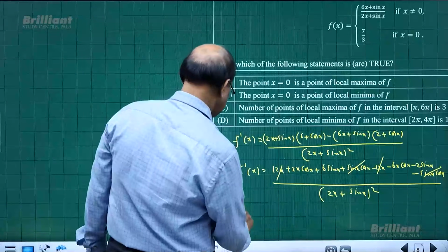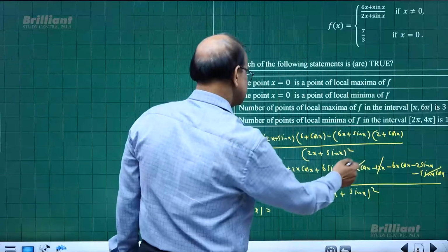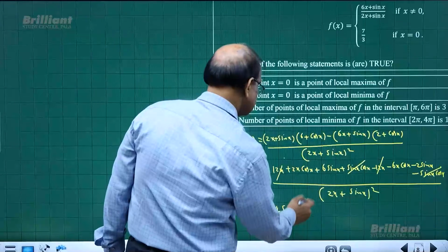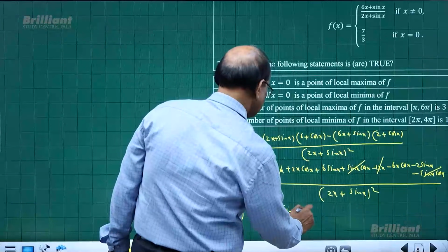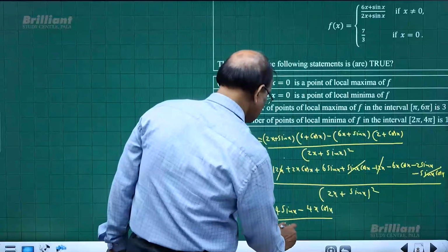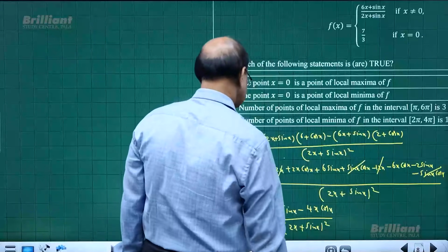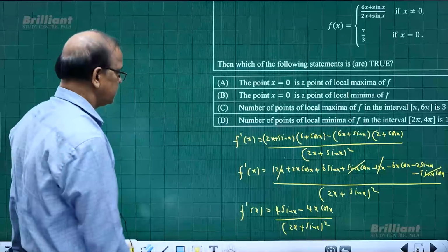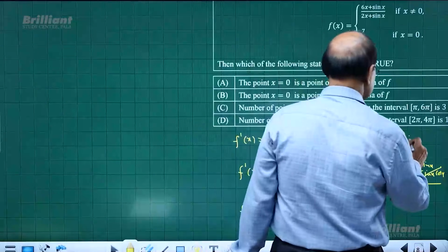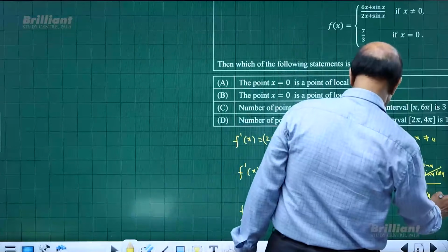So, what you will get, you have f dash x equal to 2x cos x, 6 minus 2, 4 sin x minus 4x cos x, whole by (2x plus sin x) whole square, right? Okay, of course, x is not equal to 0, given. x not equal to 0, okay.